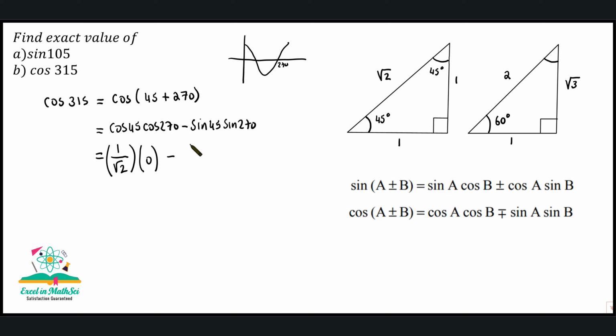The sine of 45 is also 1 over root 2, because sine would be opposite over hypotenuse. And the sine of 270, if you remember the sine graph, would be minus 1. So minus times minus makes a positive, so it would be positive 1 over root 2. And that would be my final answer.